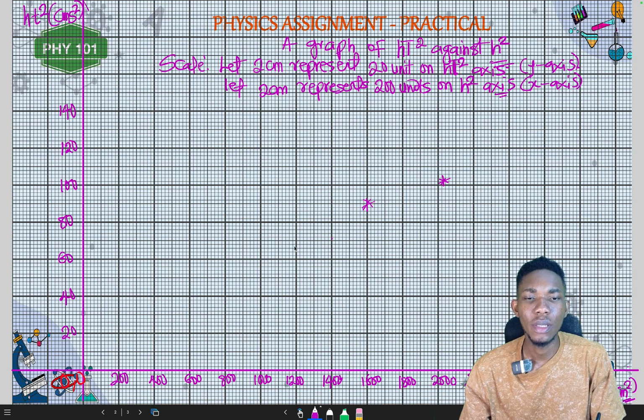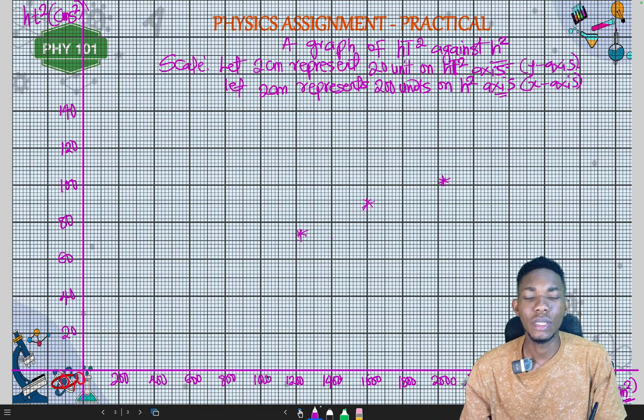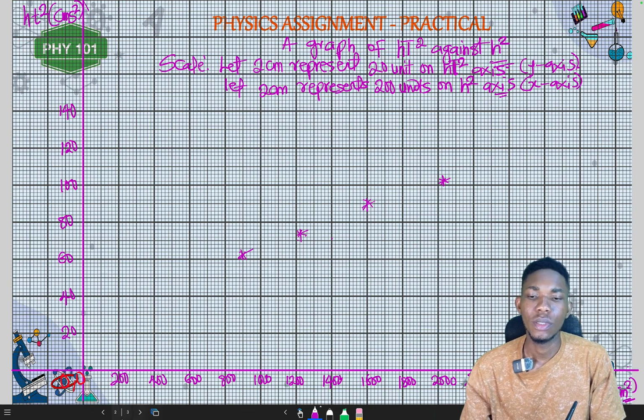Then you have 1225. This is 1200. 1225 will be somewhere around here. Are you getting it? Somewhere around here. And this will be 74, somewhere around here. So you mark that point too. Is that okay? Then the next one is 963. So you have 63, very close to 60, and then 900. This is 800. This is 900. This is 60. 63 will be somewhere around here. You mark that point. This is 900 because this is 800, 900, 1000. So you mark that point.